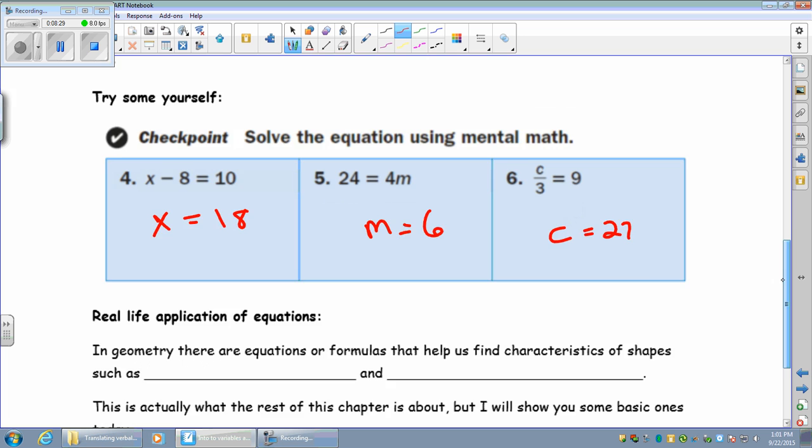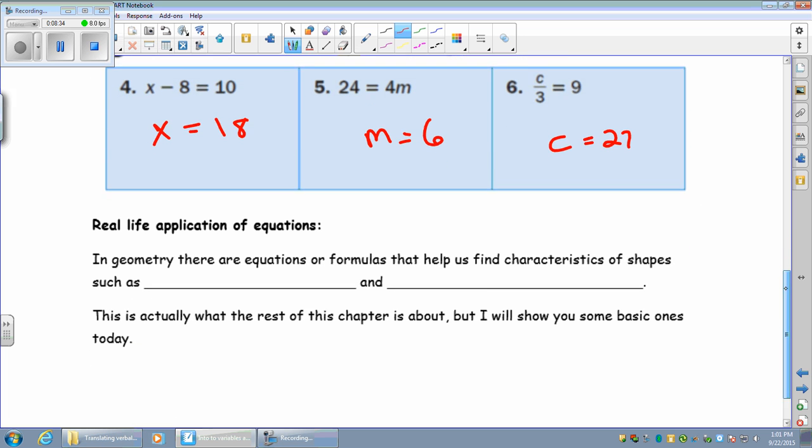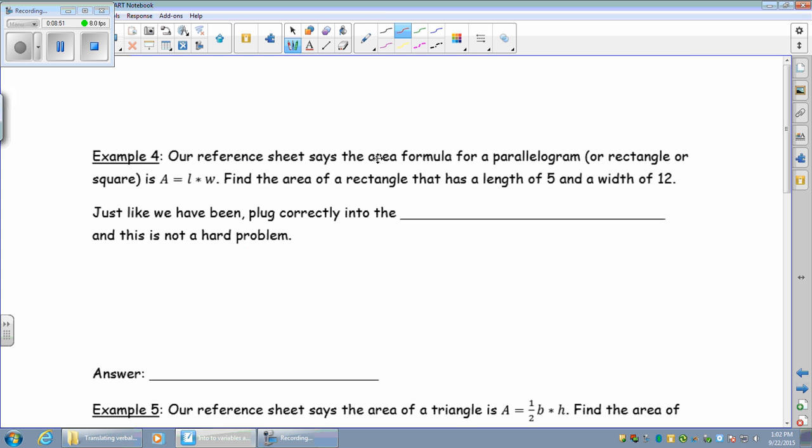All right, so a real-life application of equations, and you've seen these before. We've already done volume formulas. In geometry, there are equations or formulas that help us find characteristics of shapes, such as area and volume. So this actually is what the rest of the chapter is going to be about, but I'll show you some basic ones today. So our reference sheet says that the area formula for a parallelogram or rectangle or square is A is equal to length times width. Find the area of a rectangle that is a length of 5 and a width of 12.